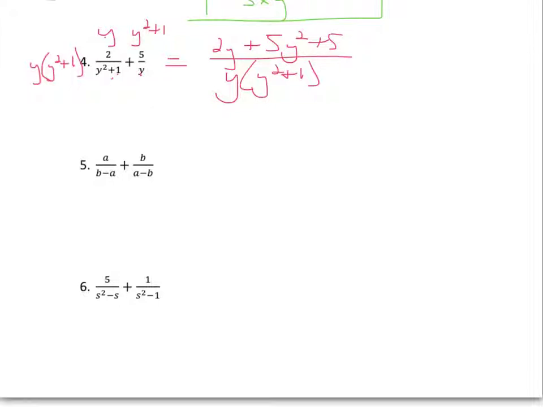Alright, so we try to see if there's any way to combine this. There's actually no way. If you want to try to work it out, we're going to have a 5y and a y, and 1 times 5. You're never going to get 2 when you add them together, so this is as far as you can go.